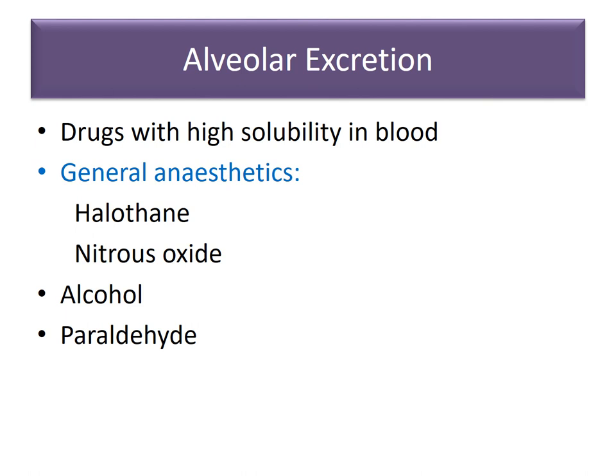The drugs which are excreted through the lung have high solubility in blood because they are absorbed through the lung and also excreted through the lung. Here, for general anesthetics, an important thing is that the site of absorption is the same as the site of excretion. The alveoli is the primary unit for absorption, and the same alveoli is the primary unit for excretion. Examples like halothane and nitrous oxide are general anesthetics given through the lung and also excreted through the lung. Alcohol and paraldehyde also have some excretion through the alveoli.